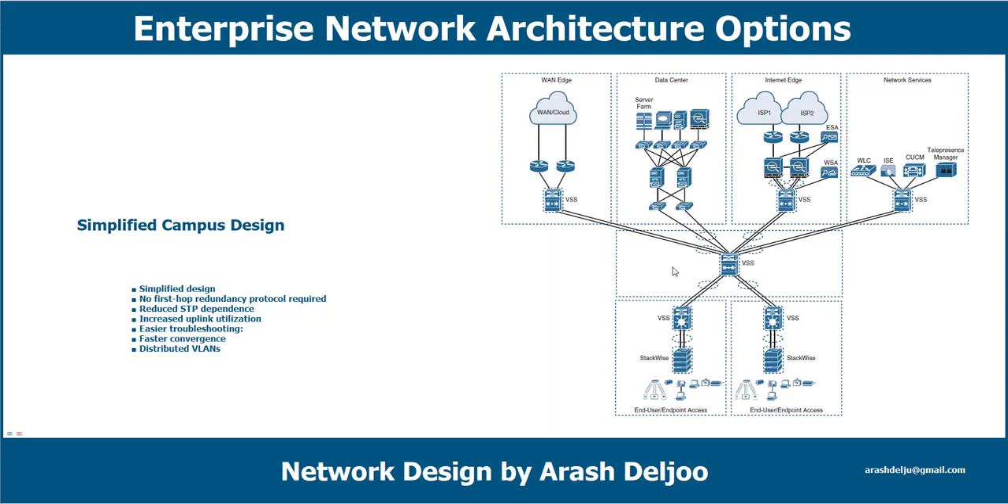Also, as you can see in the other places in the network, again now we are using the VSS or stacking technology. For example, between these 2 distribution layer switches, now we use VSS, and also here VSS and then VSS, and as you can see now we can aggregate all of these links. And here we have multiple benefits. One of the benefits is using a simplified design.